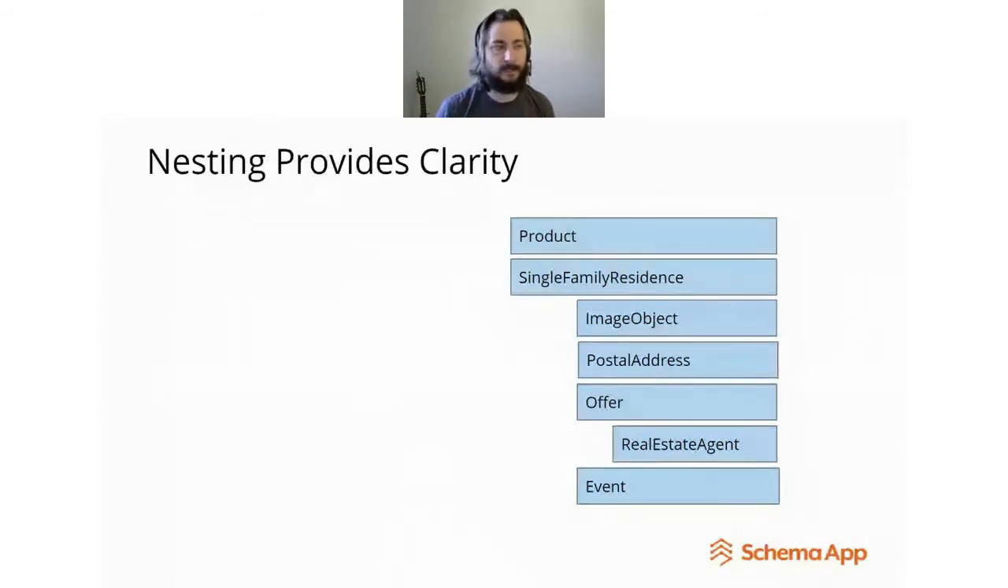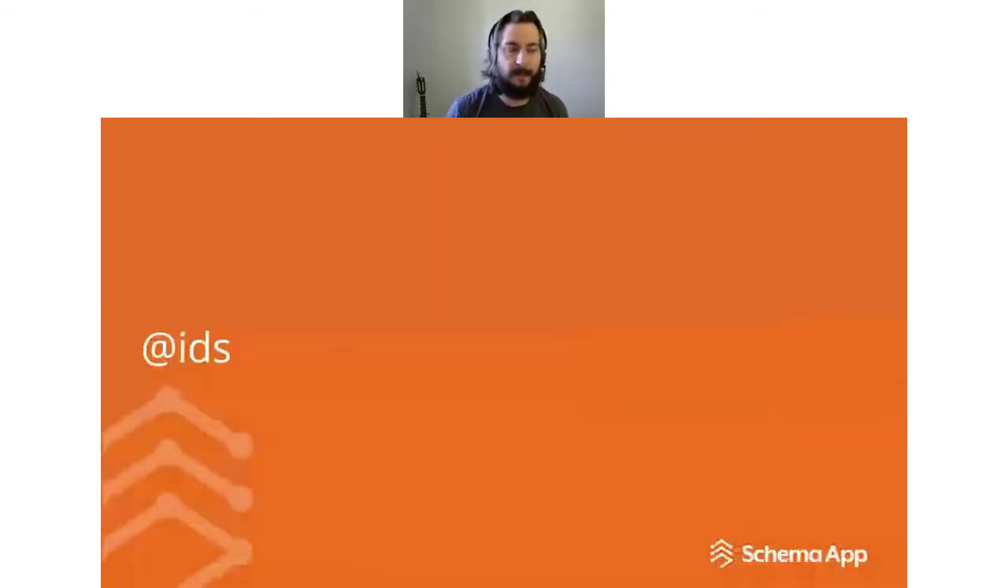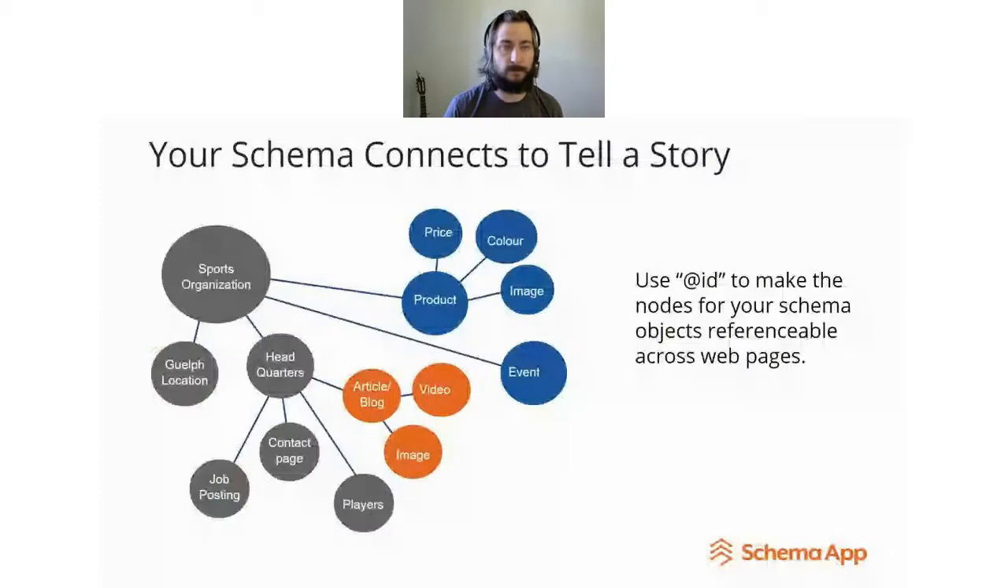I mentioned I would touch on the same as property again, and I want to do that when we're talking about @IDs. This is really important. If you get this, it's sort of the crux of all of it. So if you've built your markup, you've created a graph. And @IDs are identifiers for the nodes or the pieces in your markup, and it allows them to be referenceable across pages.